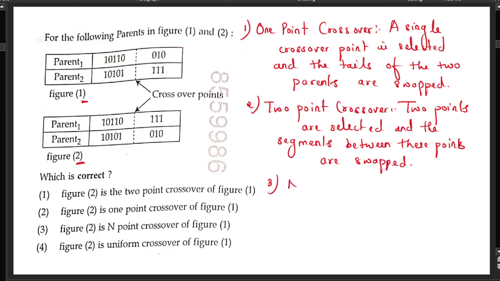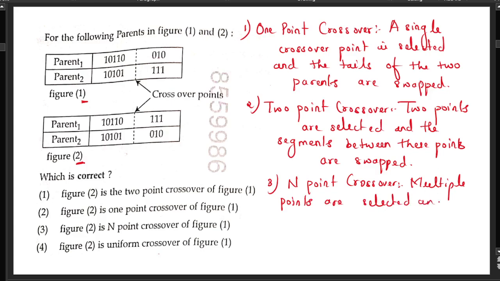Third is n-point crossover. N-point crossover means multiple points are selected and segments are swapped accordingly. Now the one left is uniform crossover. So let's see that too.